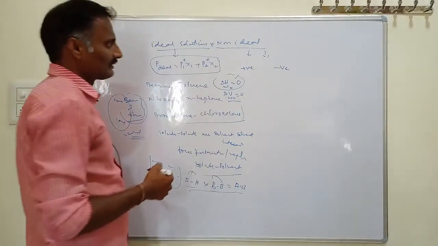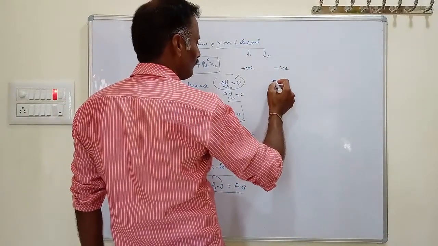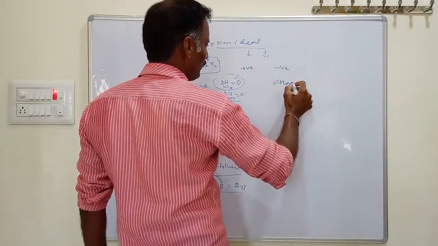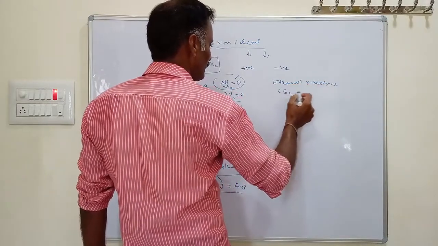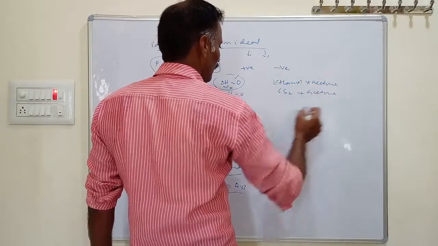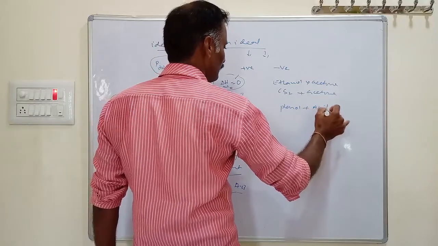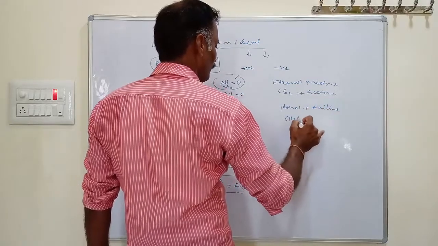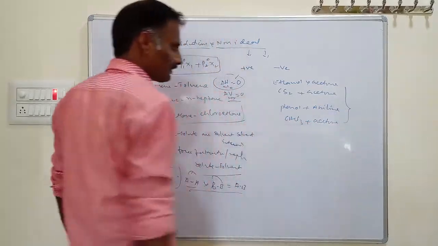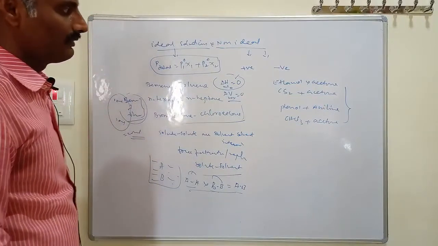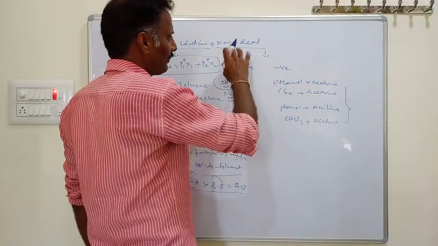Then what about non-ideal solutions? In case of non-ideal solutions, examples are mixing ethanol and acetone, or carbon disulfide and acetone, or phenol and aniline, or chloroform and acetone. These types of solutions show negative deviations as well as positive deviations. That means these solutions are called non-ideal solutions.